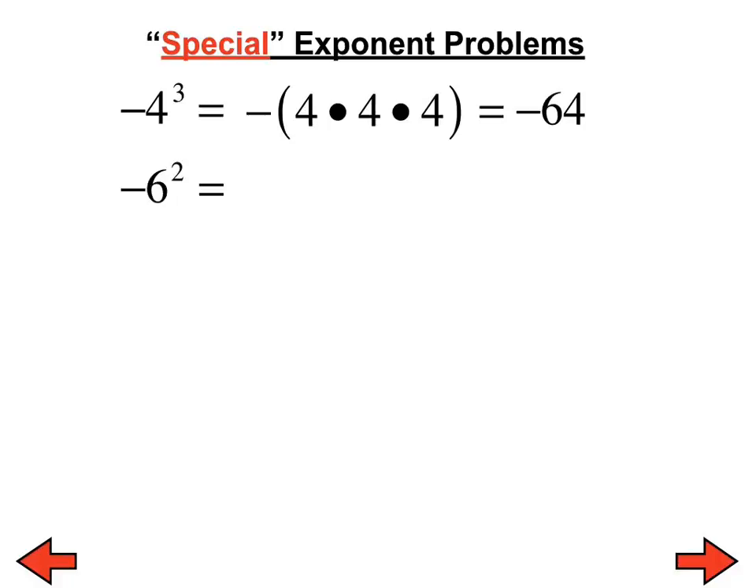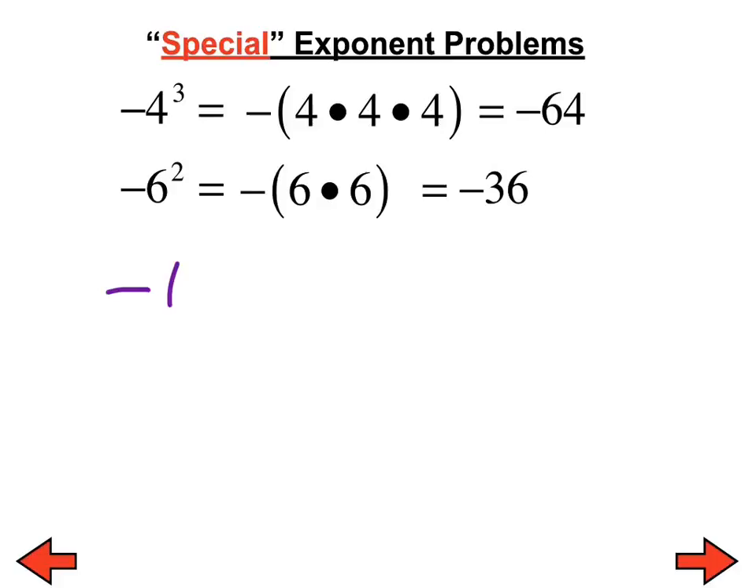The next one says negative 6 squared. Again, the negative is not being squared. It is not anywhere close to the exponent. Whereas yesterday it was in parentheses, so it was being squared. But today it's not. So this would be written as a negative outside and then repeat the 6. So this answer would not be positive. It would be negative 36.